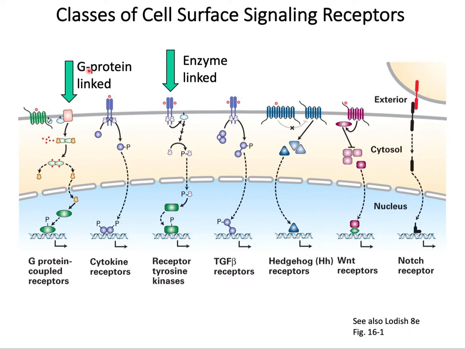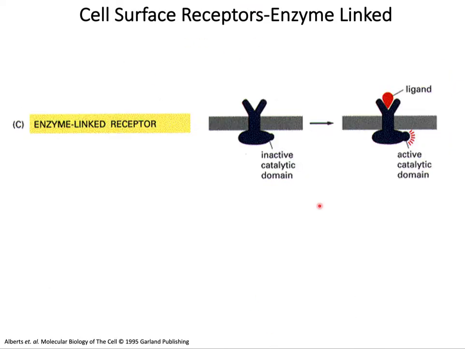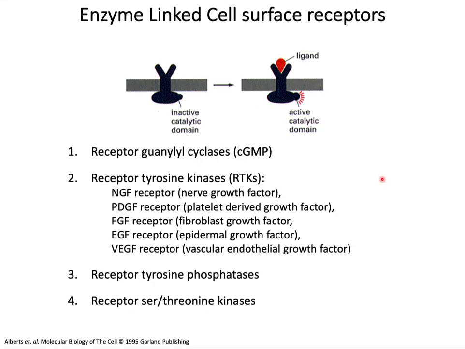Now I want to turn to the enzyme linked receptors. Enzyme linked receptors are so named because they themselves have a catalytic capability. They themselves are enzymes, and in their inactive state, or when they are not bound to the ligand, their catalytic domain is inactive. And when they're bound to the ligand, their catalytic domain, usually on the intracellular side of the plasma membrane, becomes activated. The enzyme-linked cell surface receptors are a very large family.